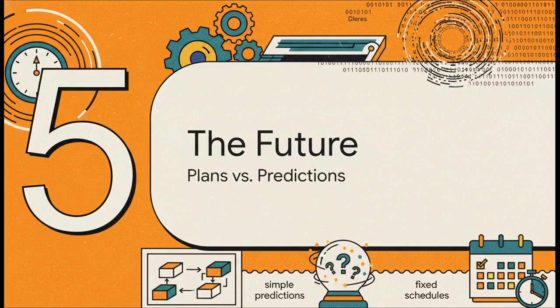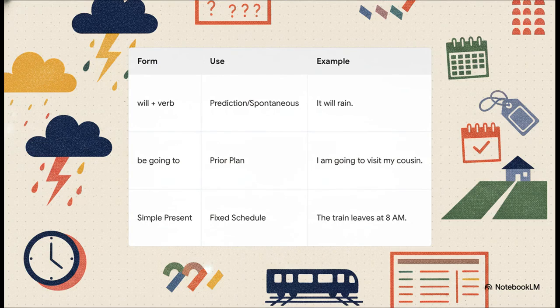All right, let's fire up that time machine and leap forward. Our final stop is the future. And, talking about what's to come requires different tools depending on how certain we are. We've got to distinguish between our solid plans, our simple predictions, and those fixed schedules. And this table here breaks it down perfectly.